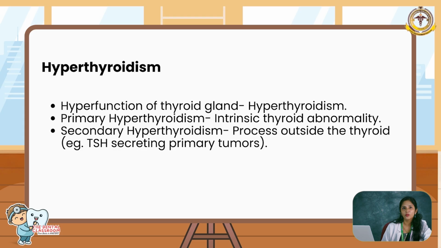First we'll talk about hyperthyroidism. What is hyperthyroidism? Hyperfunctioning of the thyroid gland we call hyperthyroidism. It is again divided into primary and secondary. If there is any abnormality related to the thyroid organ itself, we call it primary hyperthyroidism. Secondary is any abnormality other than the thyroid gland, for example, TSH secreting pituitary tumors.